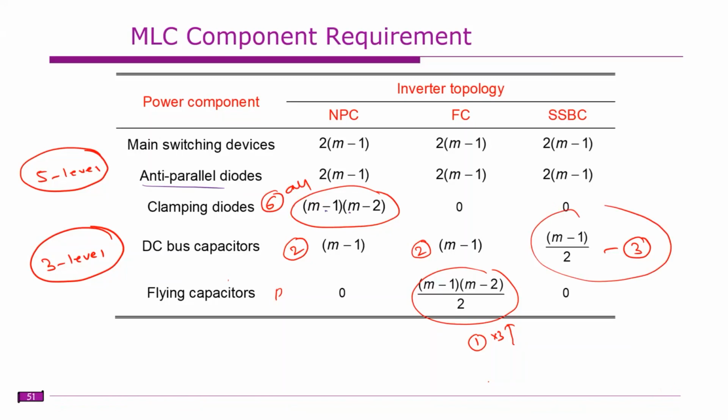If we precisely calculate, in this case the neutral point clamp or flying capacitor cost will be less. So for 3 level or 4 level case, the neutral point clamp or flying capacitor cost is less when compared to the CHB, whereas for greater than 5 level, the cost of the CHB is less.